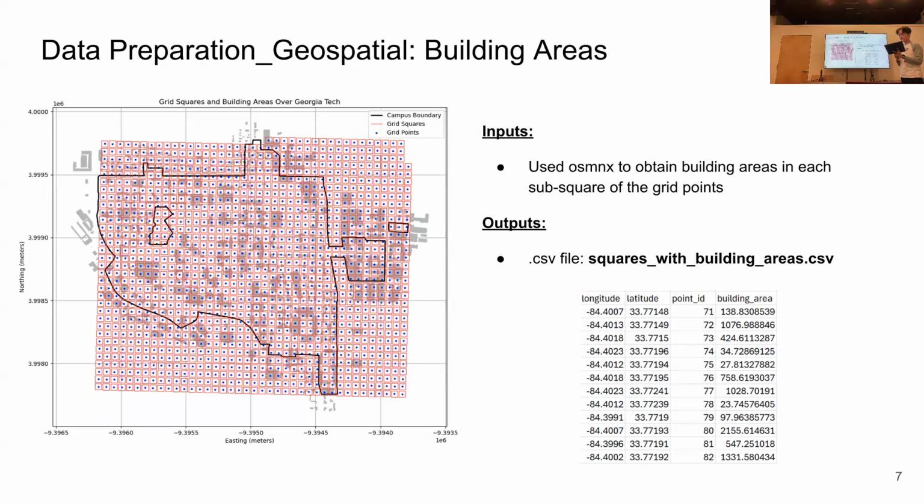Next is our building area analysis. The objective here was to understand how building density and footprint relate to microclimate conditions and use their relationship to help predict data more accurately. With the data, we can tell how the built-up area of the campus can influence things like heat retention and airflow.